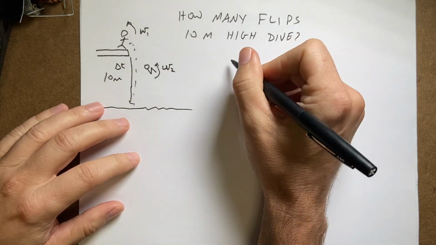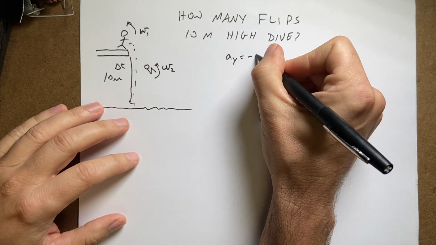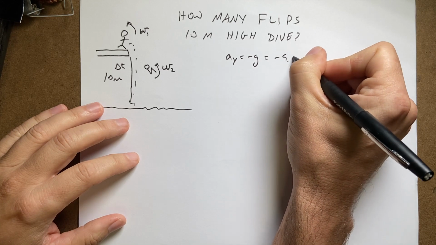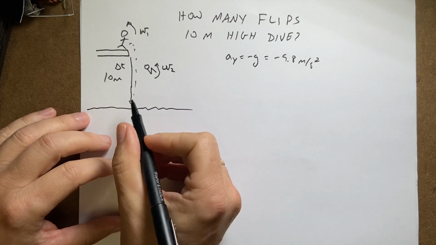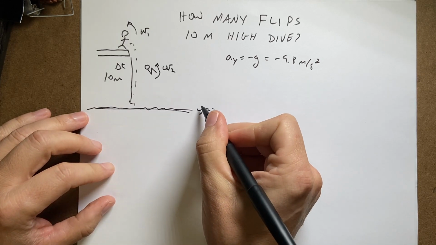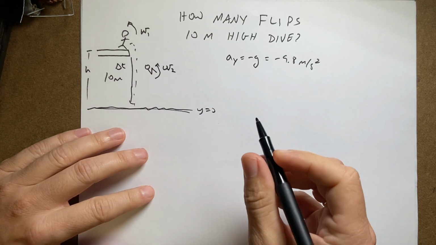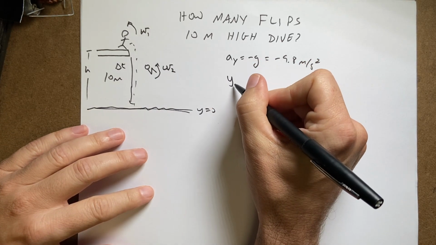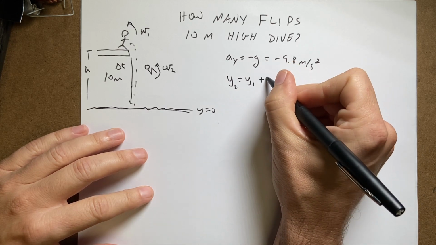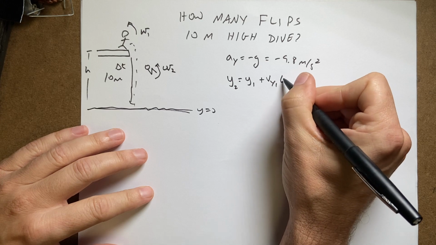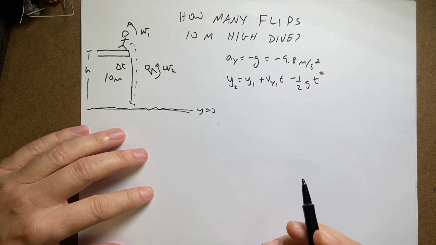I know that the acceleration in the y direction is negative g, negative 9.8 meters per second squared. So with that, I can call this y equals 0, and I'll call h my initial y. Then I can use the following kinematic equation: y final equals y initial plus Vy initial t minus 1/2 g t squared. That t is actually a delta t.